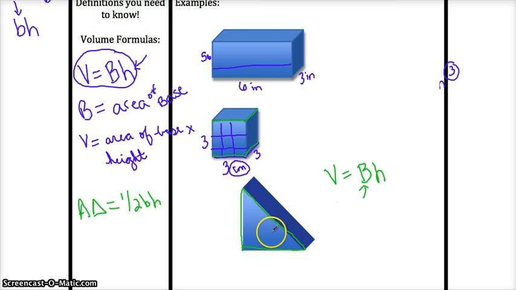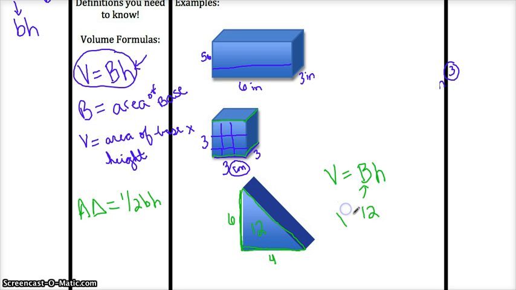So let's go ahead and throw in some measurements here. This base right here, this line for our triangle, we're going to say is 4, and this height is going to be 6. So we have to do 4 times 6 is 24, and then take half of that. So 24 divided by 2, or half of 24, is 12. So the area of just the triangle, the area of the base, is 12.